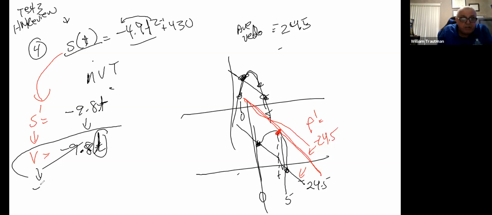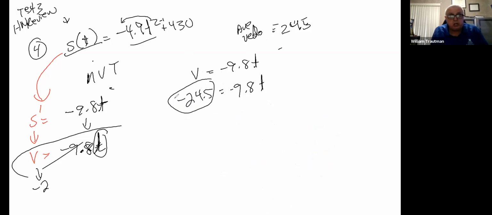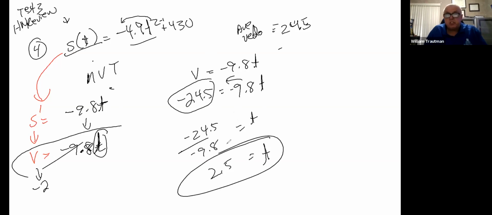So this velocity is the same as our average. I'm going to erase this right side now so I don't get too far down. Velocity equals negative 9.8 t, so negative 24.5 equals negative 9.8 t. We want to know where the velocity is the same as the average velocity. So we just change our derivative. The velocity is negative 24.5. We divide both sides by negative 9.8, and we get negative 24.5 divided by negative 9.8. And the time is 2.5 seconds.